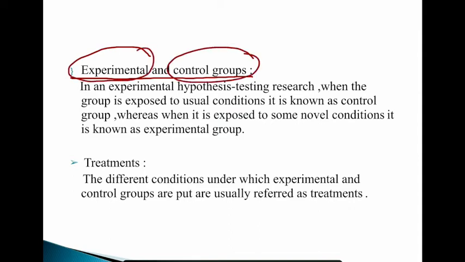Now, what do you mean by an experimental group? It is the group which is exposed to the new conditions or to the phenomena you're studying. Like in an experimental hypothesis, when the group is exposed to the usual condition, it is known as control. But when it is exposed to some novel conditions, now what do you mean by novel conditions here?